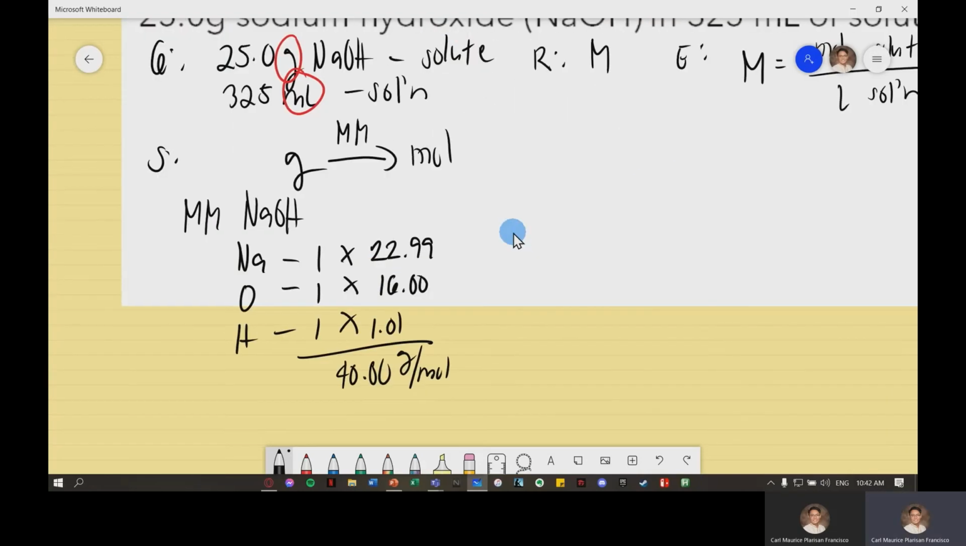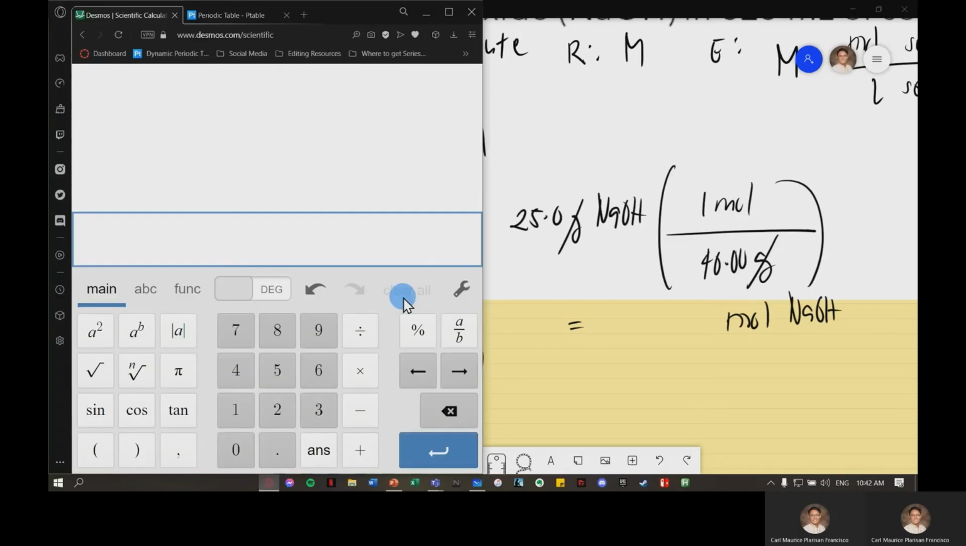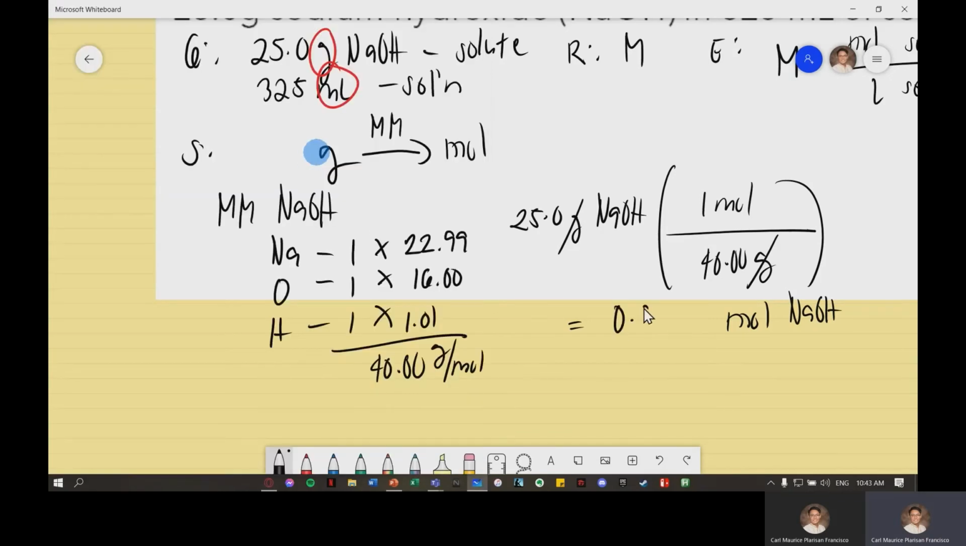Okay, so I may now convert 25.0 grams of sodium hydroxide multiplied by 1 mole all over 40.00 grams. I now have unit mole. 25.0 times 1 all over 40.00, 0.625. I now have appropriate unit for my solute.